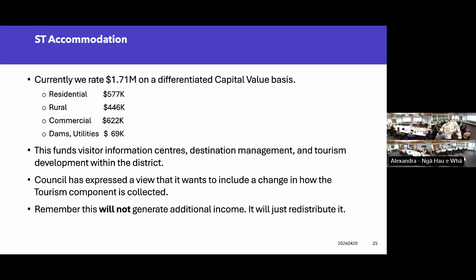The interesting thing there is you see dams and utilities, they're only paying 69,000. If we move to a capital value and that gets thrown in there, they'll pay 1/9 of the requirement. So pay 1.8 million, quick math, they'll pay $100,000. Sorry, $200,000. What am I saying? Yeah, 200 grand. Can't do math. As opposed to 69, which means.